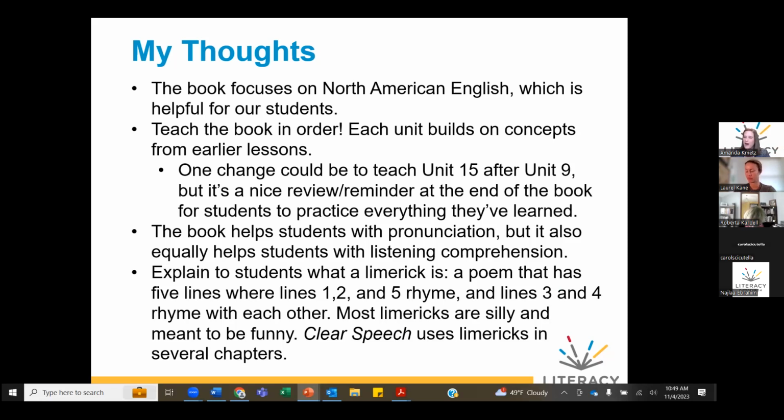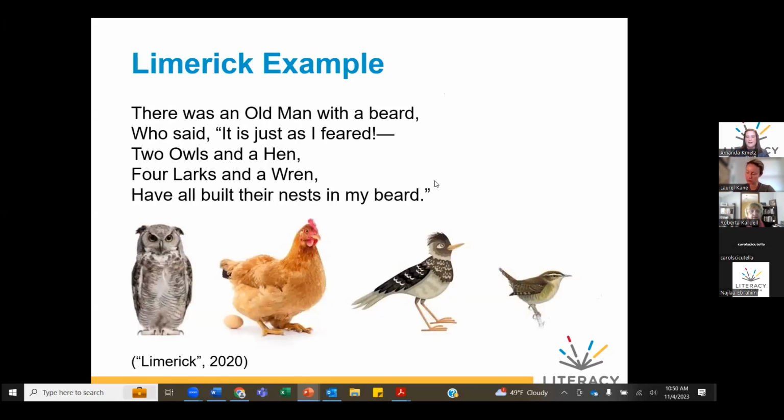Lines 1, 2, and 5 all rhyme with each other. Lines 3 and 4 rhyme with each other, and they're both mostly meant to be silly and funny and not very serious. So to give you an example of a limerick, in case you need to explain to your students what it is, I have one here.